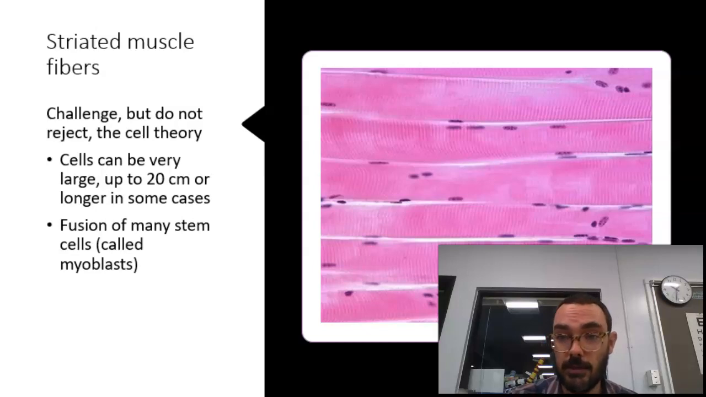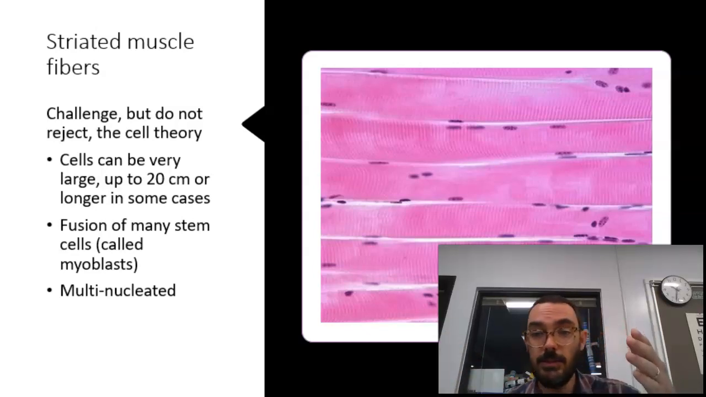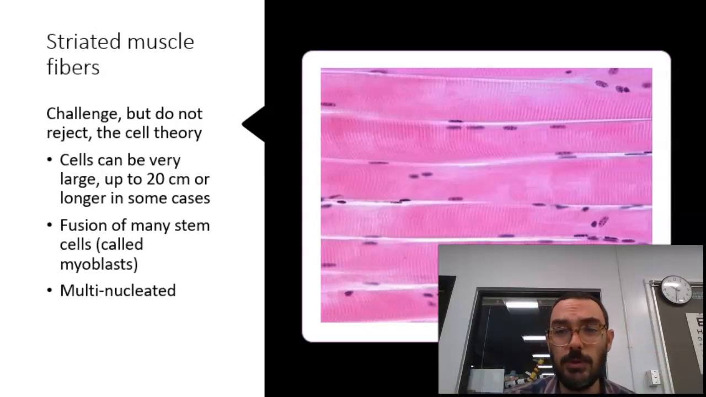Those stem cells that make the fibers, those are called myoblasts. And then the third unusual thing is that because it's a fusion of multiple cells, and because these cells have to do lots of protein synthesis, they're going to actually have multiple nuclei. The word for that is multinucleated. And in this photo here, all these little purple dots, those are different nuclei within one cell. All of these things are very strange, very unusual.